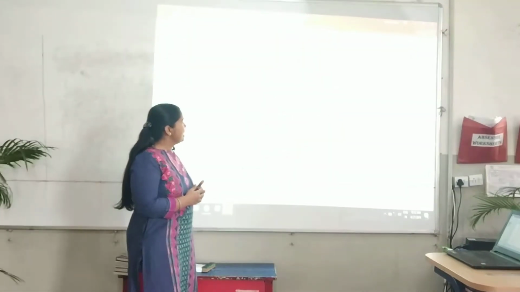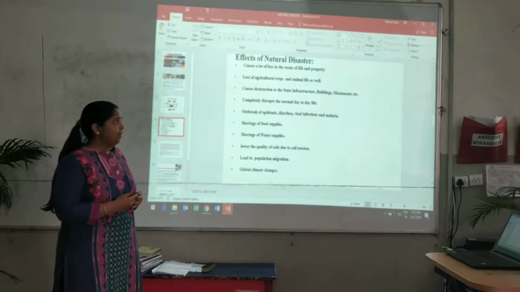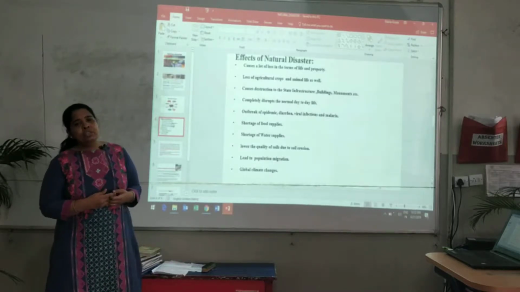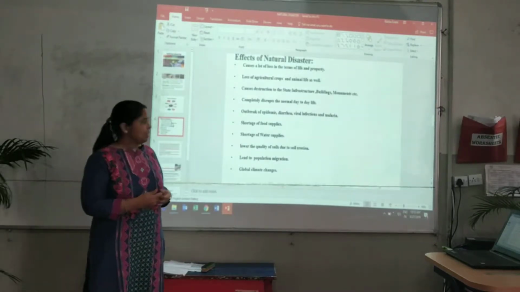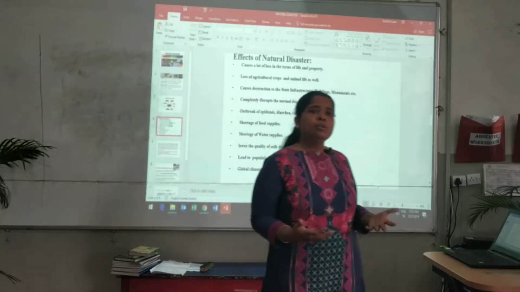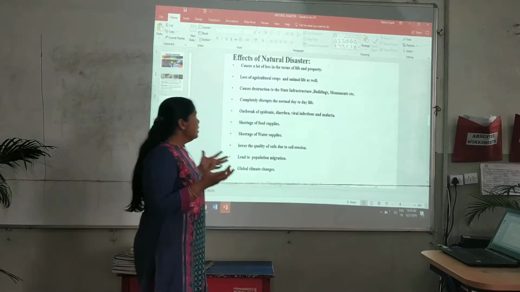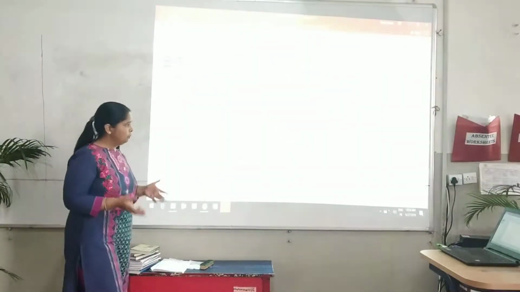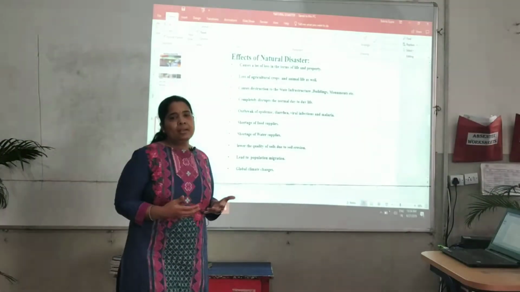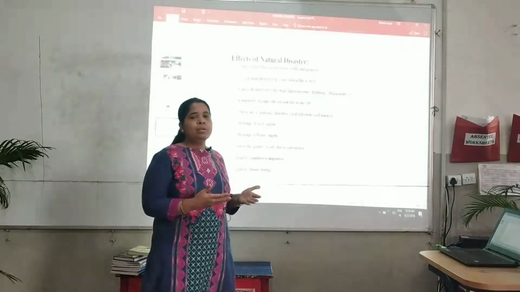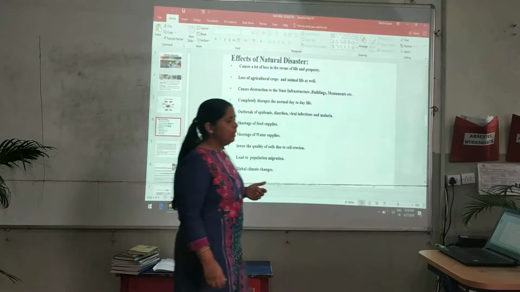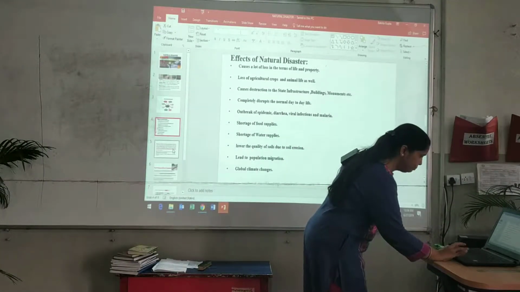Next effect of natural disaster is outbreak of epidemics, diarrhea, viral infections and malaria. It causes shortage of food supplies as well, shortage of water supplies, and lowers the quality of soils due to soil erosion. Whenever there is a flood, a lot of soil erosion occurs that leads to pollution in water bodies as well. It leads to population migration. Whenever there is a natural disaster, the people from that region try to migrate to another area, and it leads to global climatic changes as well.